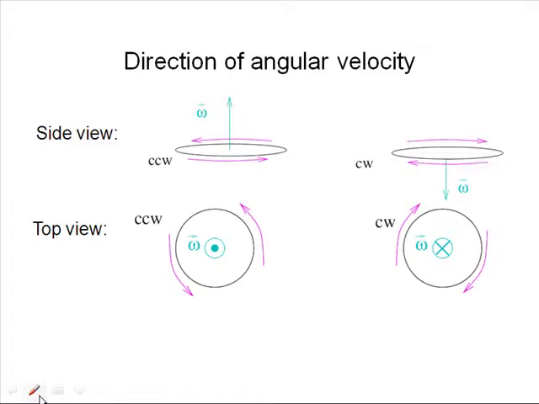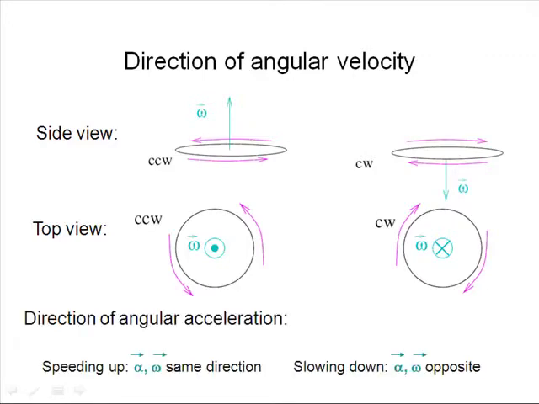Which means, if I view something from the top and it's rotating counterclockwise, the angular velocity will come out at me. Similarly, if I view it from the top and it's rotating clockwise, the angular velocity will go into the page. Here, it's rotating to the right in front and to the left in back. That's counterclockwise if I view it from above. That means the angular velocity points upward. Here, it's clockwise when viewed from above. Angular velocity points downward. I'll illustrate that with the right hand rule on a video in just a moment.